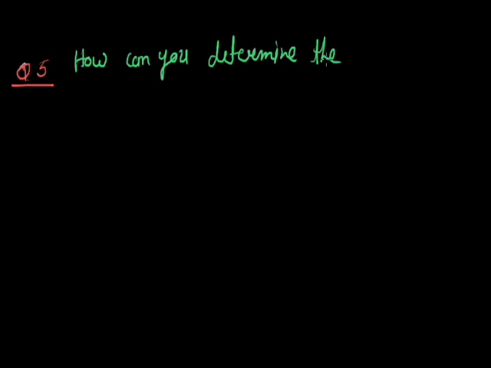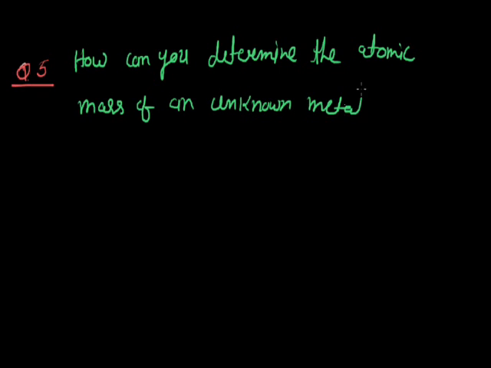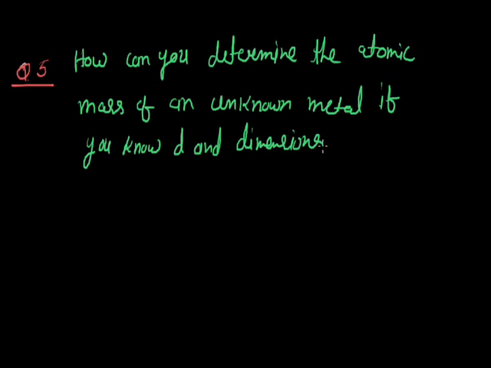Now the next question, number 5. How can you determine the atomic mass of an unknown metal? If you know the density and dimensions of its unit cell.